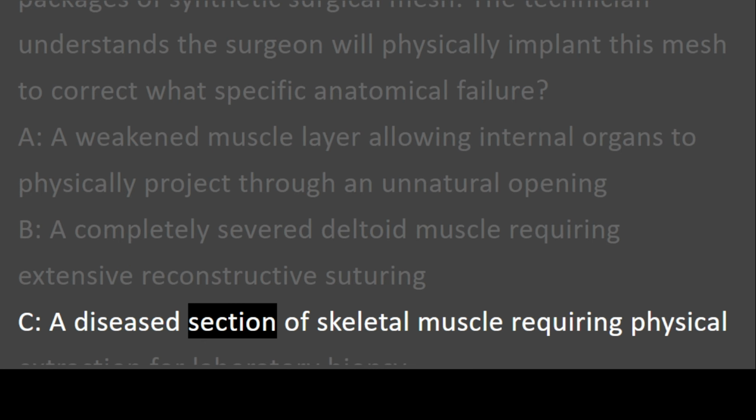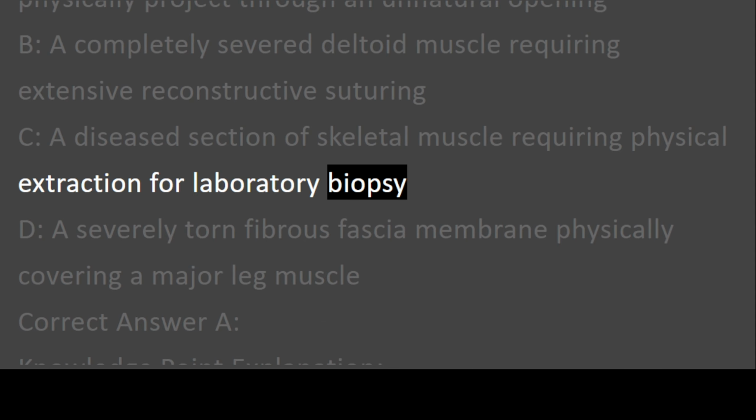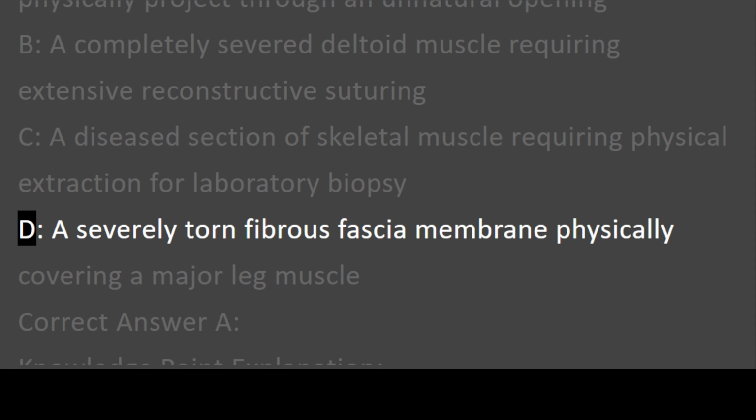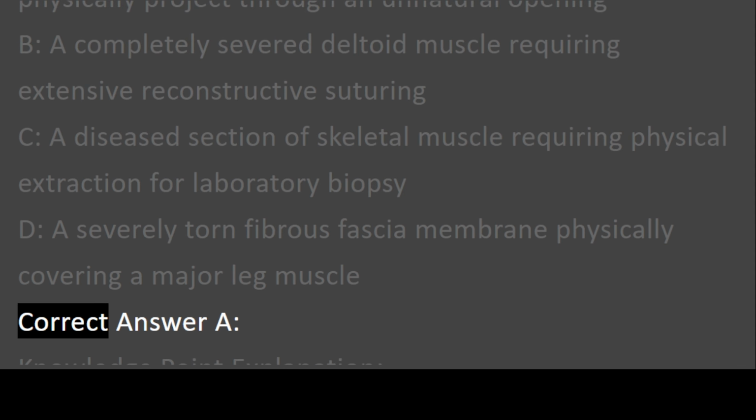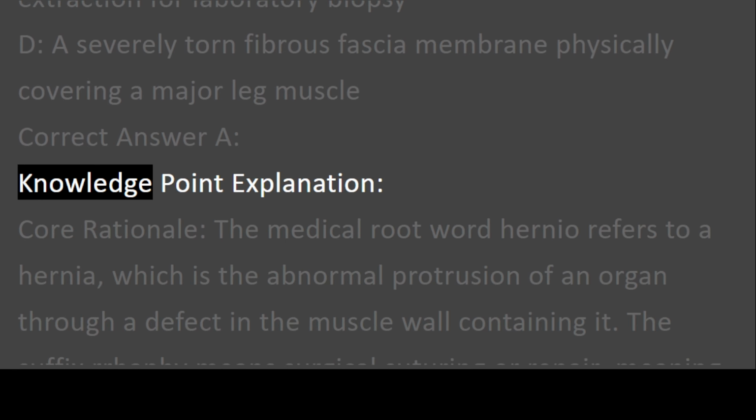C. A diseased section of skeletal muscle requiring physical extraction for laboratory biopsy. D. A severely torn fibrous fascia membrane physically covering a major leg muscle. Correct answer A. Knowledge point explanation.